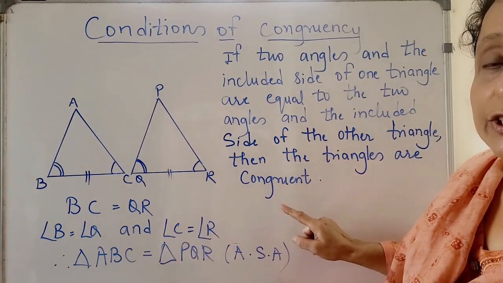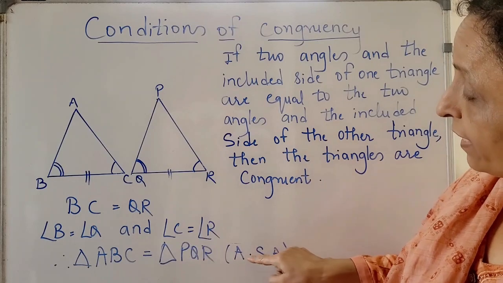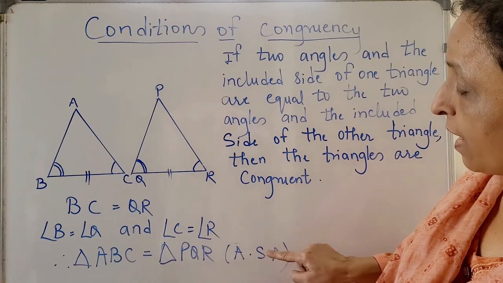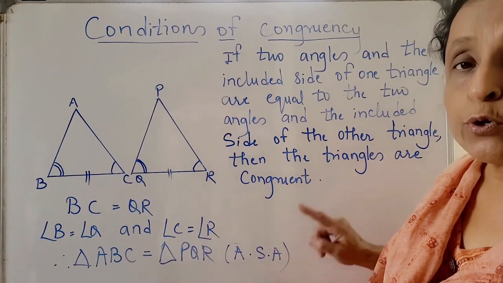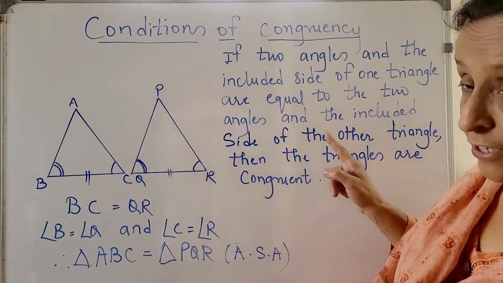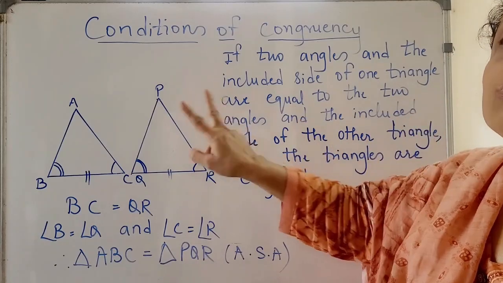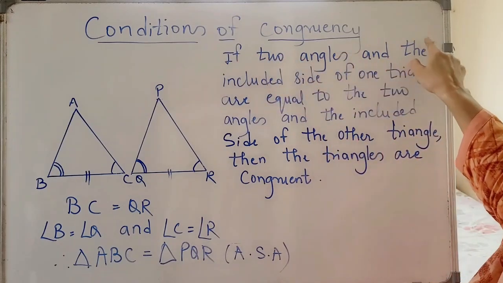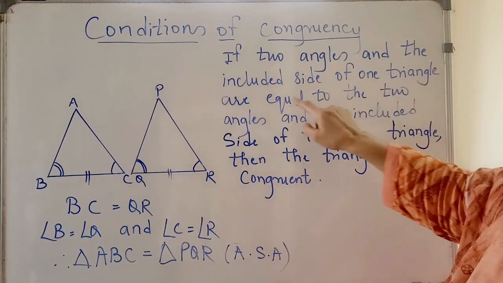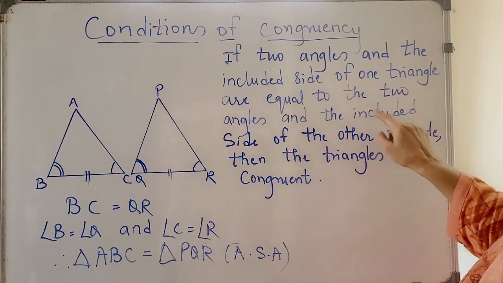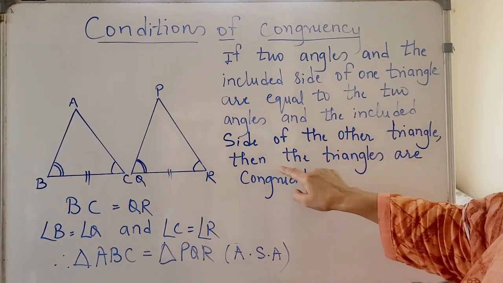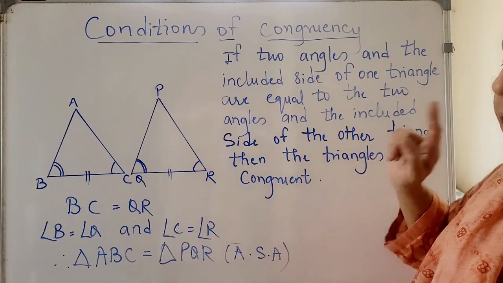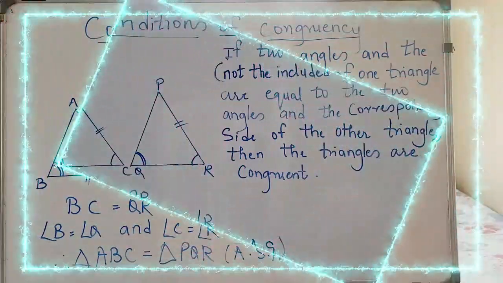On what condition? What test has it followed? ASA test. That is angle, in between side, and again angle. So by ASA condition or test, these two triangles are congruent. So if two angles and the included side of one triangle are equal to the two angles and the included side of the other triangle, then the triangles are congruent by ASA test.